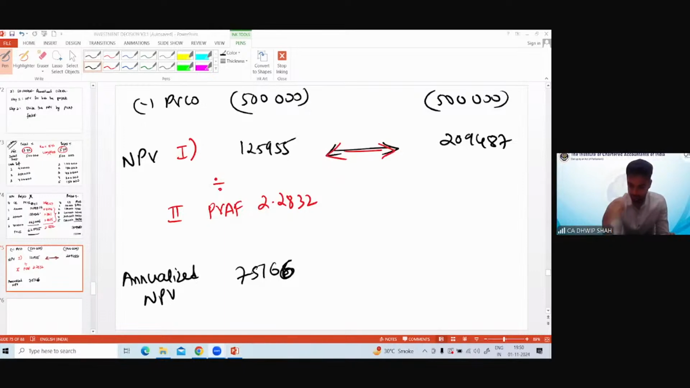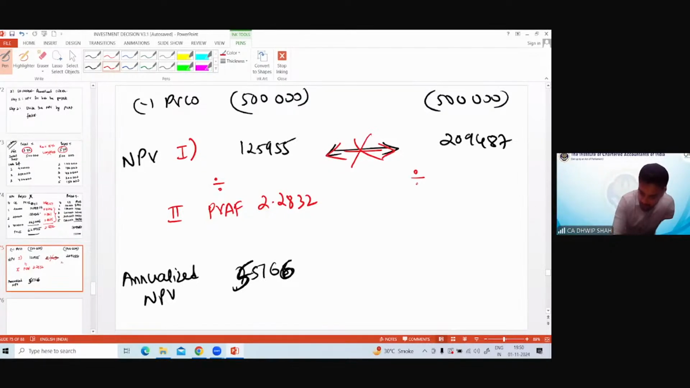Everyone? Oh, it is 55. 55,166. Okay. 55,166. See, here it is not comparable. This 125 cannot be compared with 209 because life is different. To make it comparable, we are using equivalent annualized criteria.